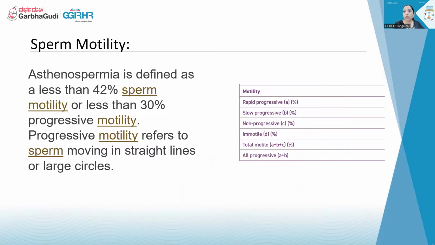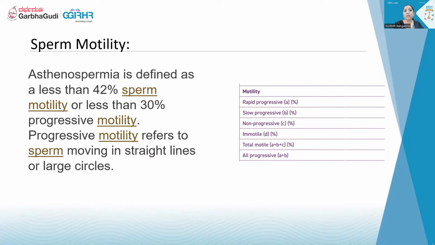Once you are done with counting, and we have understood the different parameters and variations of counts, oligozoospermia, crypto and azo, coming to motility, we term it asthenozoospermia. It is defined as when the total motility is less than 42% and the progressive motility is less than 30%. If either the total motility or the progressive motility is less, or both are less, it falls under the asthenozoospermia category.